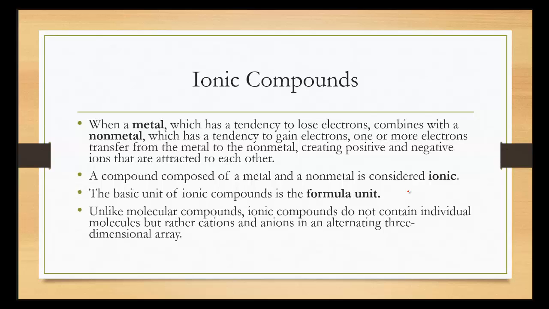When a metal, which has a tendency to lose electrons, therefore becoming cations, which are positive, combines with a nonmetal, which has a tendency to gain electrons, which means those are anions, and they are negative, one or more electrons transfer from the metal to the nonmetal, creating a positive and negative ion that are attracted to each other. A compound composed of a metal and a nonmetal is considered ionic.